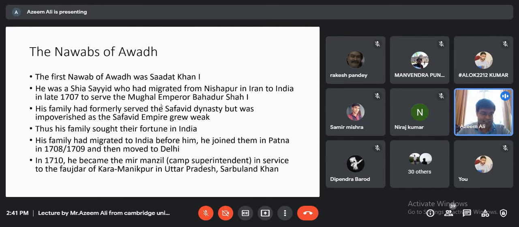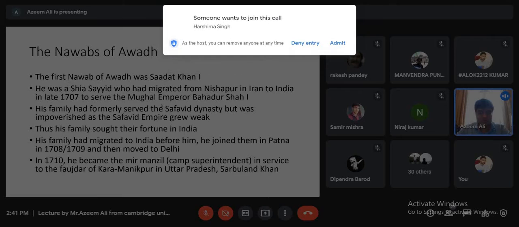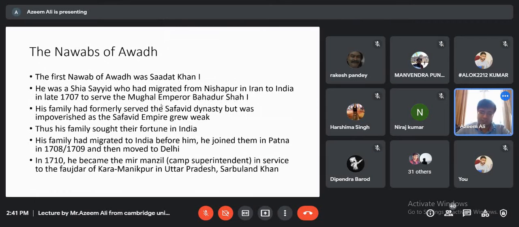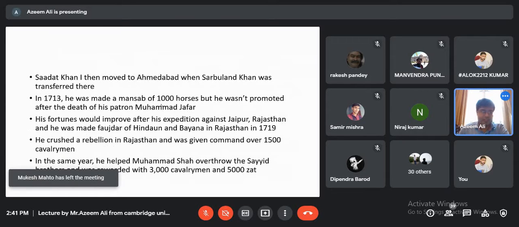And in 1710 he became the Mir Manzil, or camp superintendent, in service of the Faujdar of Karamanipur in Uttar Pradesh, Sabalan Khan. Then Sadat Khan moved to Ahmedabad, where Sabalan Khan was also transferred. In 1730 he was made a Mansab of 1,000 horses, but he wasn't promoted after the death of his patron Muhammad Jafar. His fortune would improve after his expedition against Jaipur in Rajasthan, and he was made a Faujdar of Hindaun and Bayana in Rajasthan in 1719.